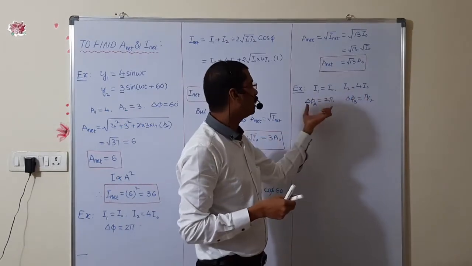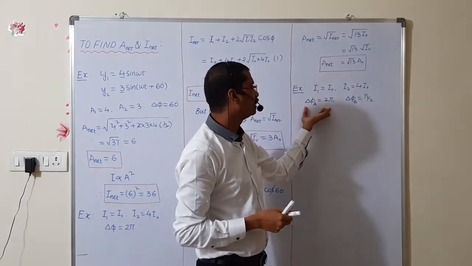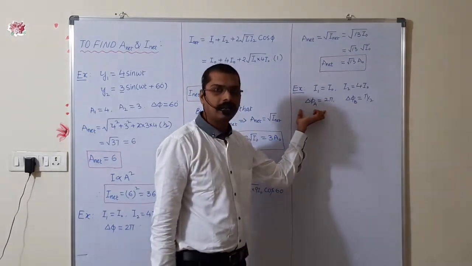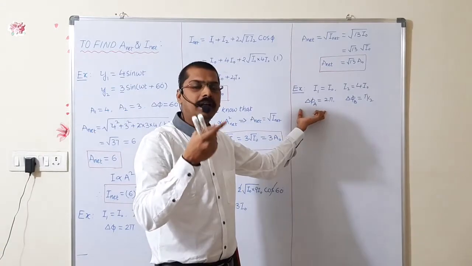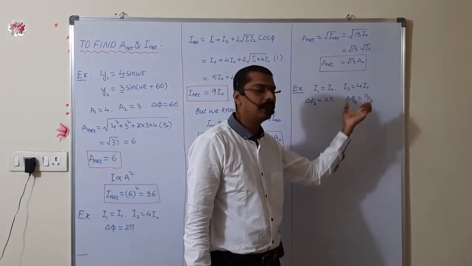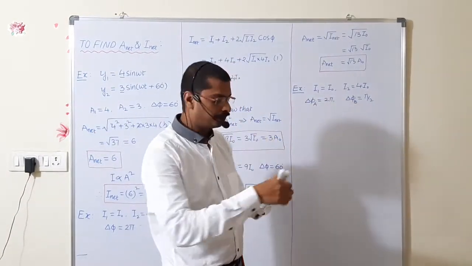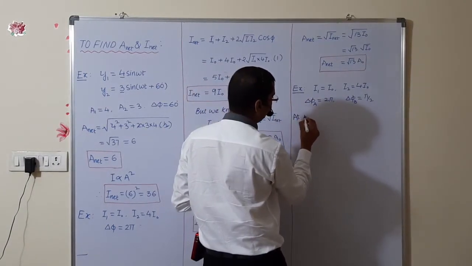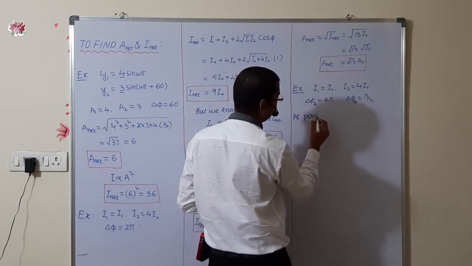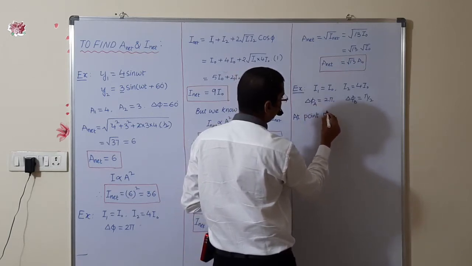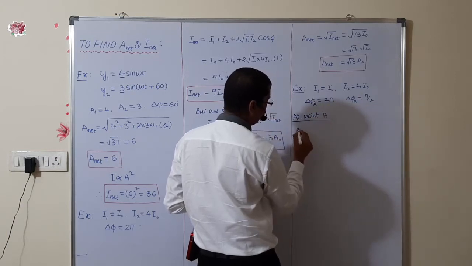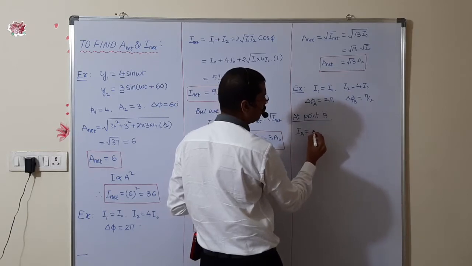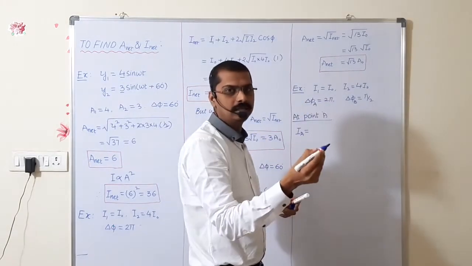Here, two intensities are given. The phase difference at point A and the phase difference at point B are given. The phase difference at point A will give the I net at point A, and the phase difference at point B will give the I net at point B. Now if you take point A, I am writing I net, which is nothing but IA. IA is equal to I1 plus I2 plus 2 root I1 I2 cos phi.